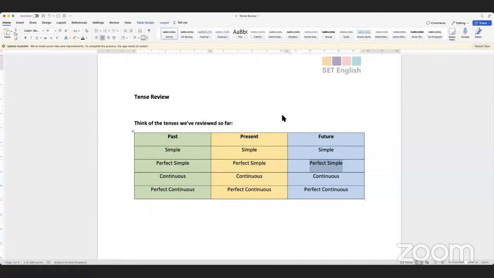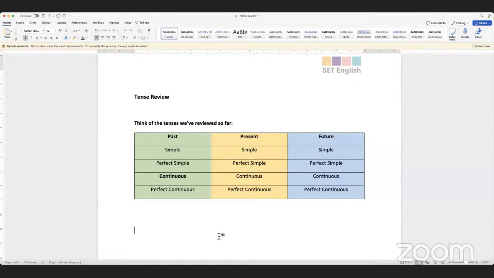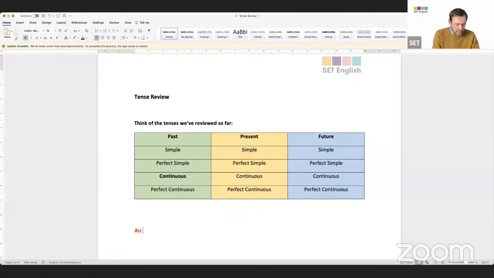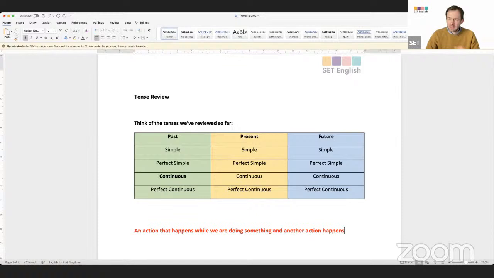Ahmad. Good morning, sir. Okay, so my question to you is, what is the past continuous? Past continuous is something that happens while we're doing something and some other event happens. Okay, I like that. So an action that happens while we are doing something, and another action happens. Yeah, that's right. You know what? That's pretty good.